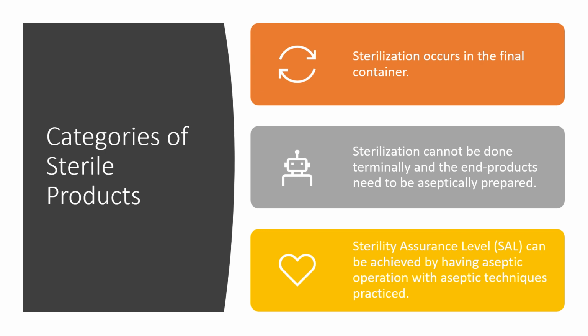To ensure the sterility of products prepared aseptically, stringent measures are implemented, including the adherence to Sterility Assurance Level, SAL. SAL represents the probability of a single unit of the product being non-sterile. Achieving the desired SAL requires the implementation of aseptic operations and practices, including the use of sterile equipment, environments, and processes. By diligently practicing aseptic techniques and adhering to SAL requirements, manufacturers can effectively achieve sterility assurance for products prepared aseptically, ensuring their safety and efficacy for use in healthcare settings.